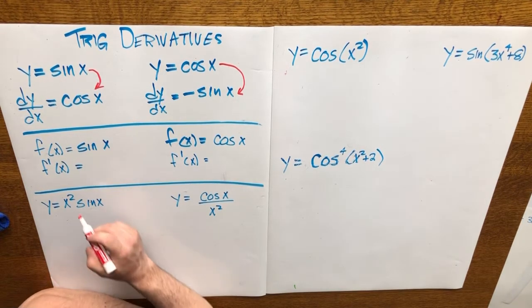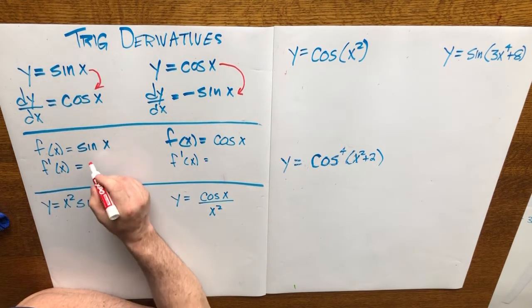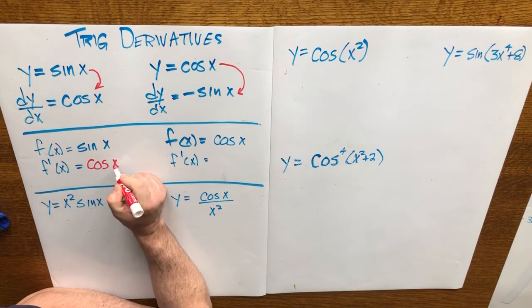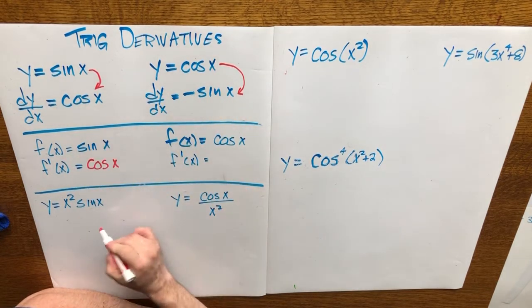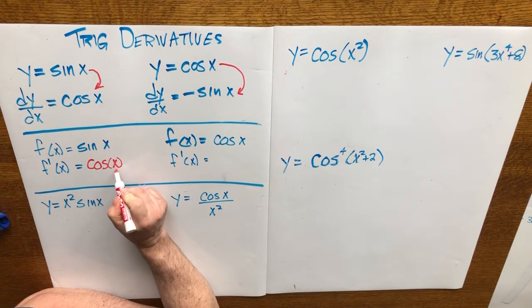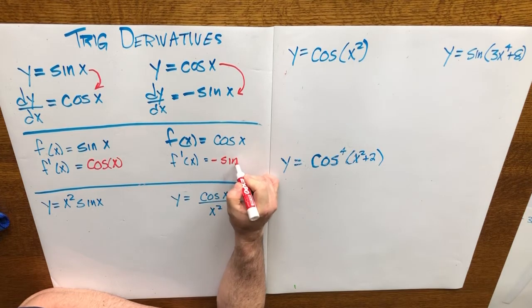So the first one, pretty obvious, I hope. f of x is equal to sine x, just like this one. So the derivative f prime of x will be equal to cos x. And you notice with all of these first examples on this page, the argument, we call it, is just x. Derivative of cos x is minus sine x.